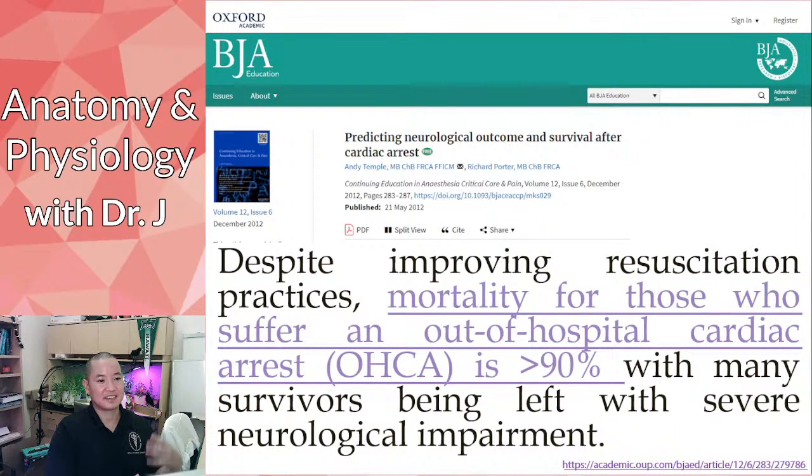You might see in medical dramas, someone flatlines, they enter cardiac arrest, you do CPR, you give them epinephrine, they wake up and they're like, oh, what happened? Well, this is the reality. Most people don't survive. People on TV and in movies survive way more often than in real life.